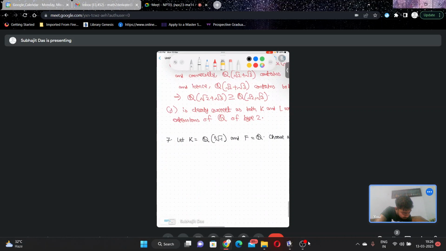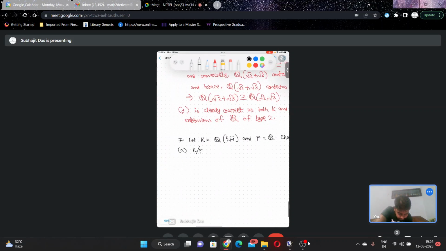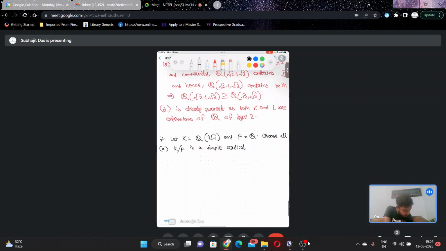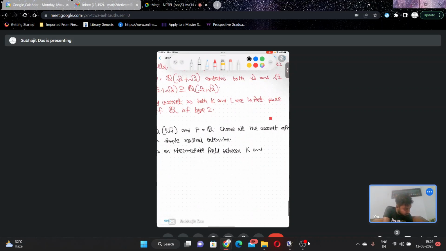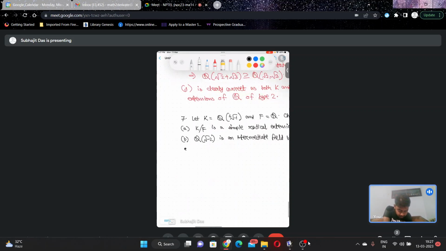So option A says that K over F is a simple radical extension. Option B says that Q adjoined with square root of minus 2 is an intermediate field between K and F. Option C says that the automorphism group of K over F is cyclic. And option D says that the degree of K over F is exactly equal to 2. Right.